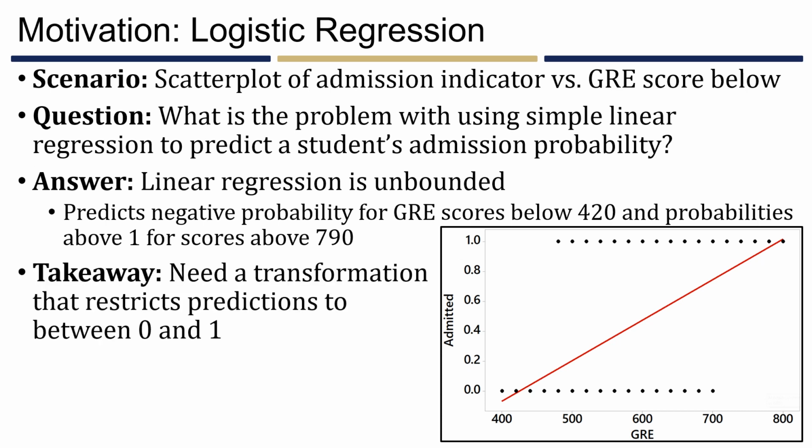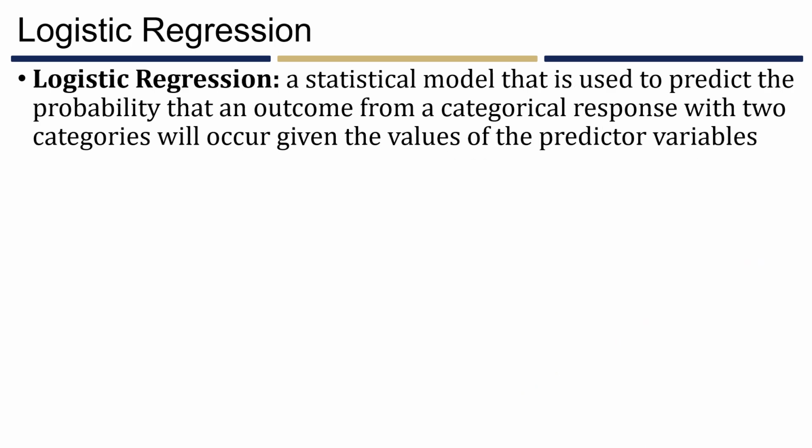The takeaway here is that we need some kind of transformation on this regression model that's going to restrict our predictions so that they stay between 0 and 1, which are the appropriate bounds for probabilities. That brings us to logistic regression.